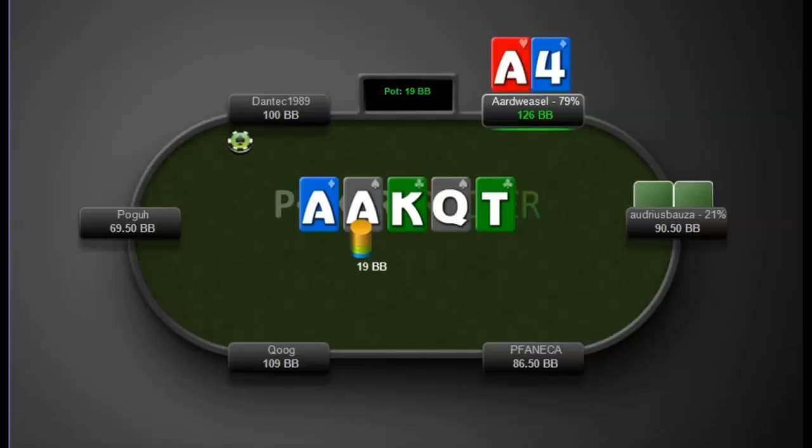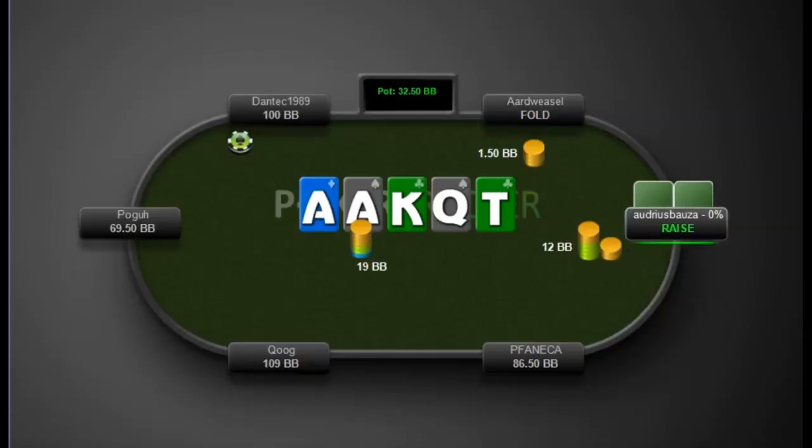River's obviously a bad card. And we go for some very thin value. And the opponent raises, so we fold in this particular case.